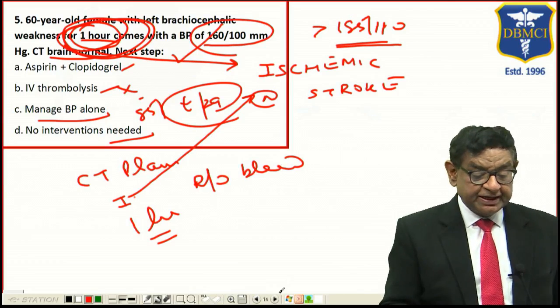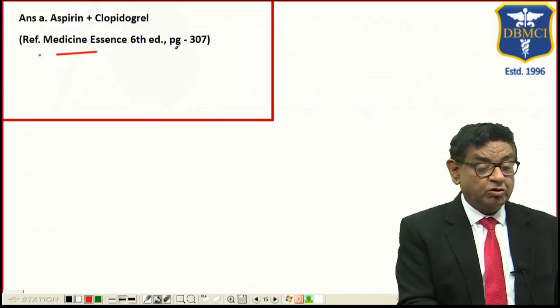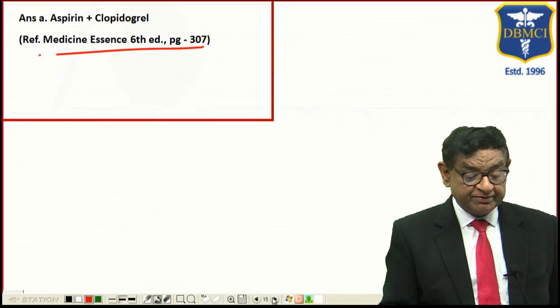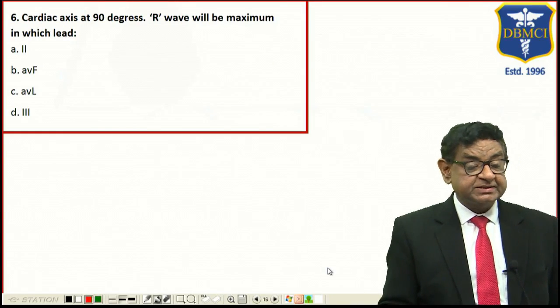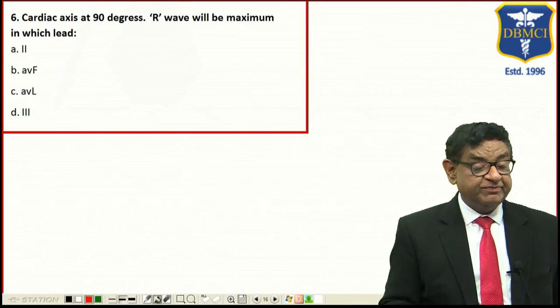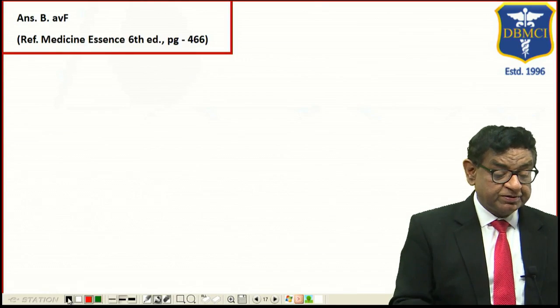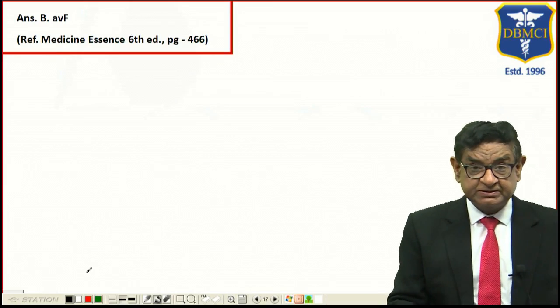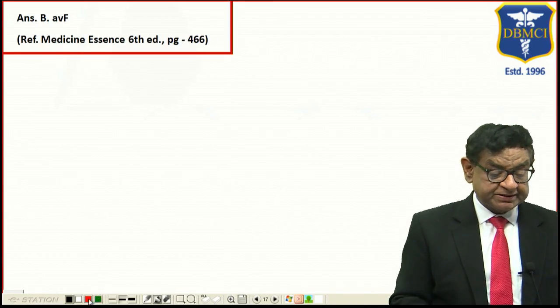This question again is given in our question bank also. All are referenced with the page number I have given you. Now, cardiac axis is 90, R wave will be maximum in. Answer is C. Again, a reference from our medicine essence question bank. So let's learn how we really calculate the axis.